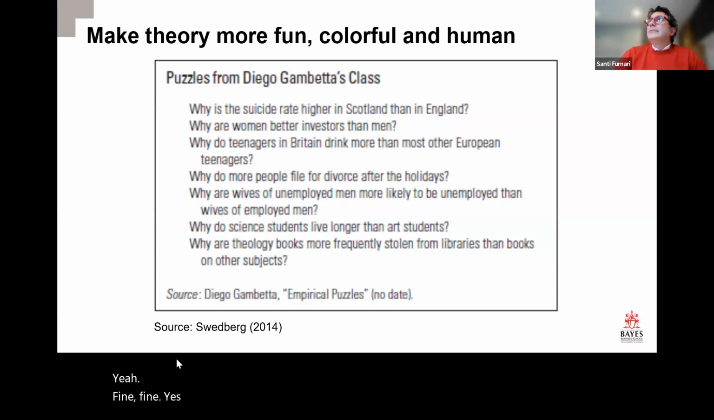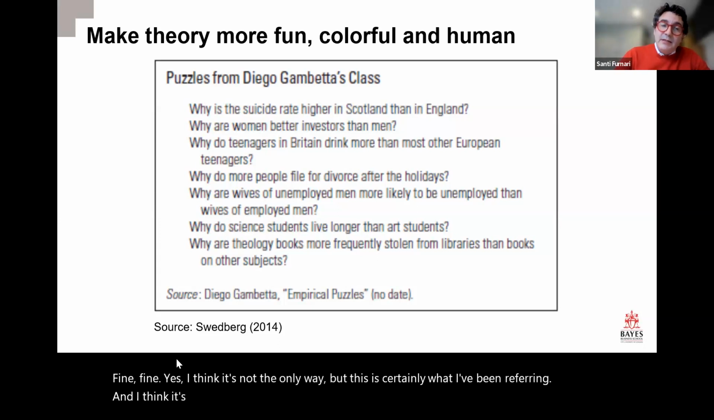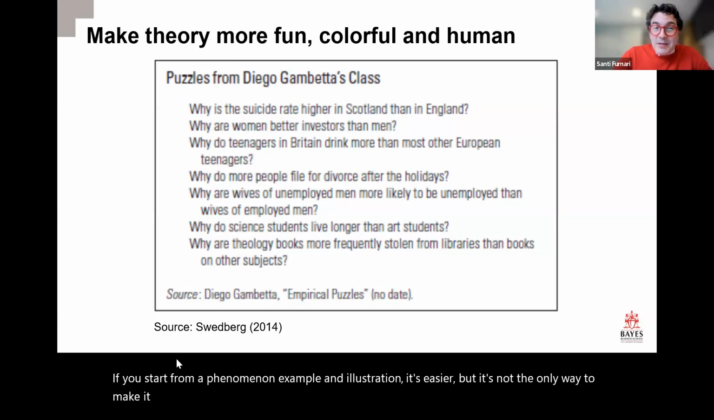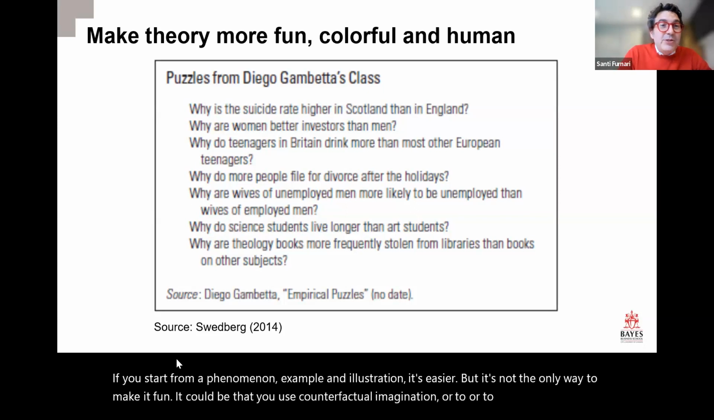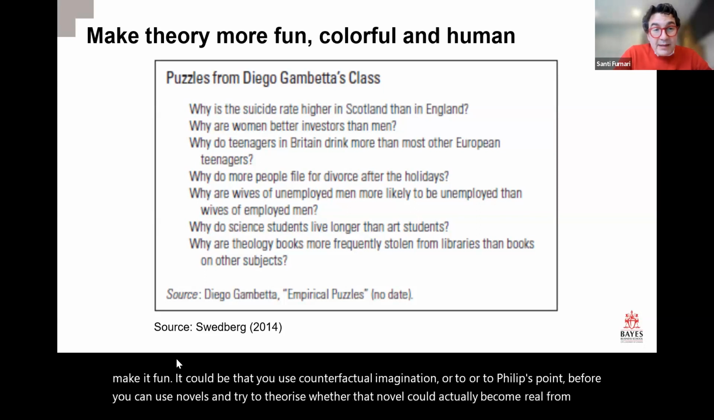About phenomena-based theorizing, I think it's not the only way, but this is certainly what I've been referring to. And I think it's easier in my experience. I've been teaching research methods to MSc students. If you start from a phenomenon, an example, an illustration, it's easier, but it's not the only way to make it fun. It could be that you use counterfactual imagination, or, to Felipe's point before, you can use novels and try to theorize whether that novel could actually become real from a fantasy. So there could be other ways of making it fun.